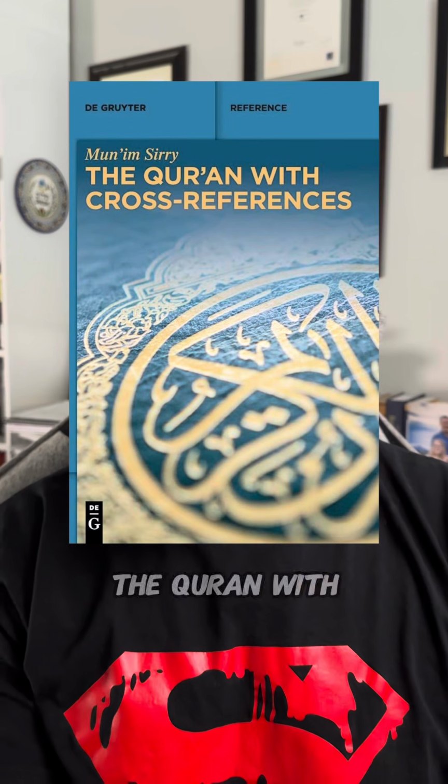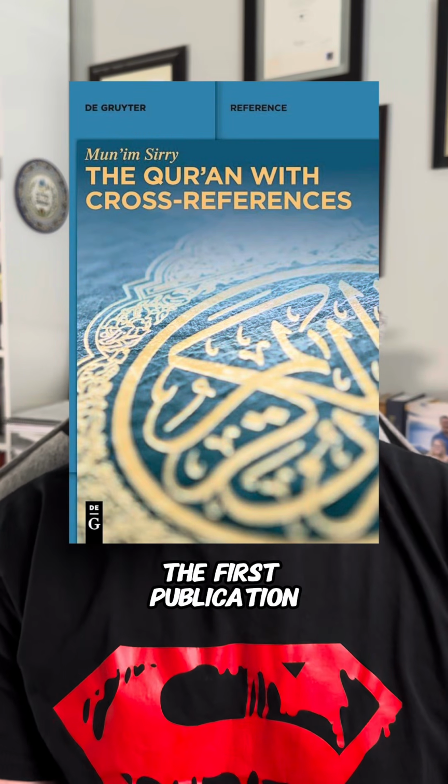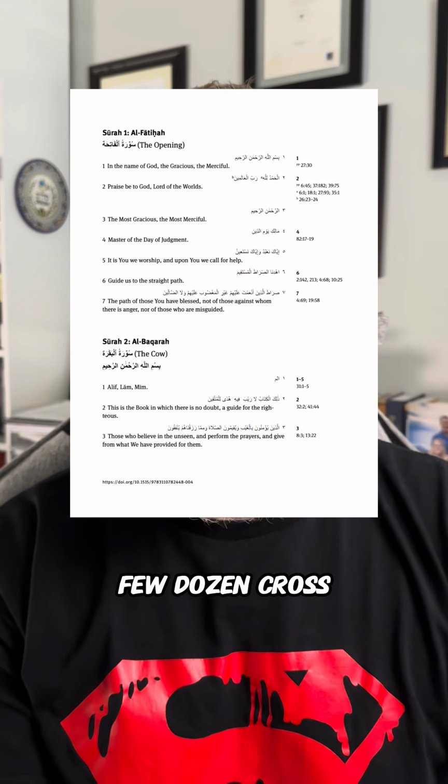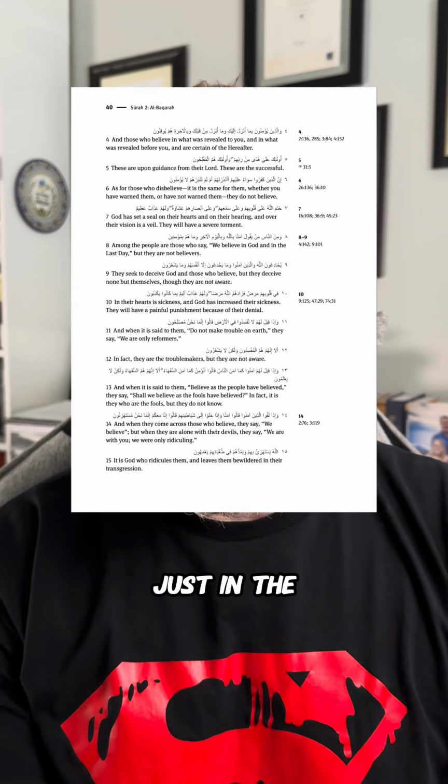So already this video has two catastrophic failures. The first is the notion that this chart shows only maybe 2 or 3 dozen cross-references for the entire Quran. And you can go look at this 2022 book, The Quran with Cross-References, the first publication of its kind, to see that there are a few dozen cross-references just in the first couple of pages. So right off the bat, we're dealing with pure and utter nonsense.